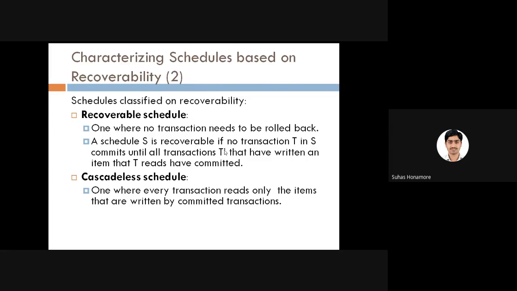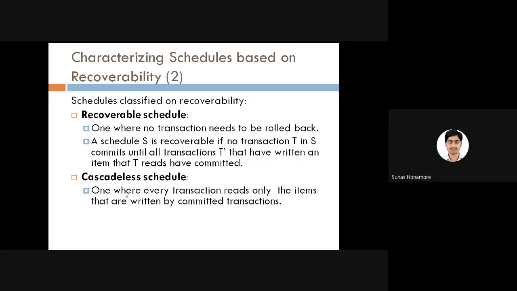Because T' has written the data, and that data is read by T. If T' is committed, T also has to commit. And in this schedule, no transaction should be rolled back. It means they are already performing all the operations required. For the interleaving and for the stability of the database, all those things are taken care of. So there is no need to roll back any of the transactions in S.